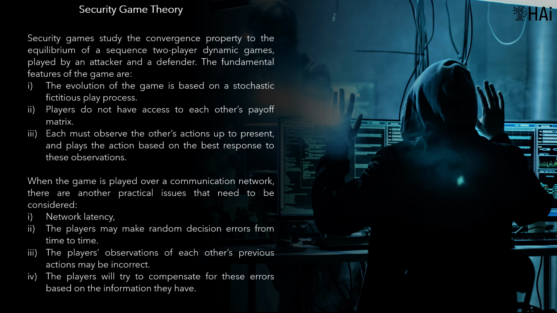The state-of-the-art of scientific planning of confrontations, attackers versus defenders, is the use of competitive game concepts developed by John Nash. Security games study the convergence property to the equilibrium of a sequence of two-player dynamic games, played by an attacker and a defender. The fundamental features of the game are: the evolution of the game is based on a stochastic fictitious play process. Players do not have access to each other's payoff matrix, and each must observe the other's actions up to present, and play the action based on the best response to these observations.